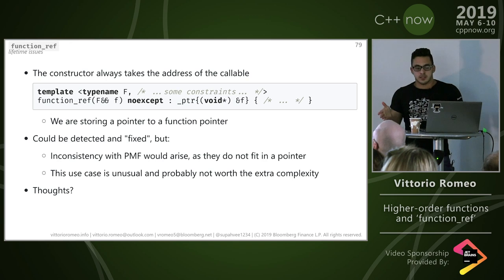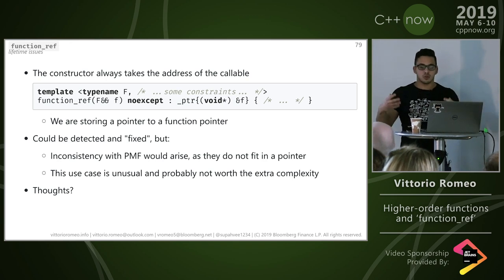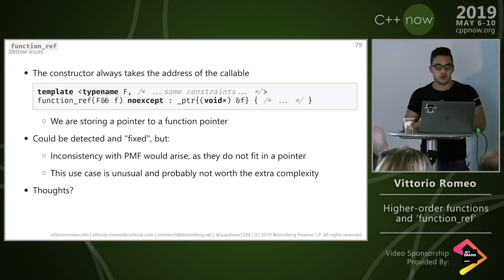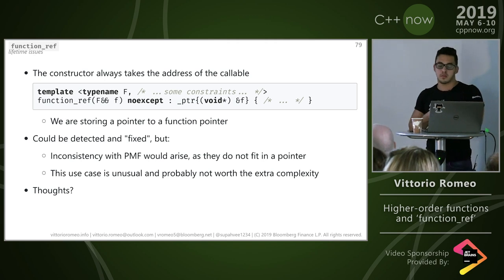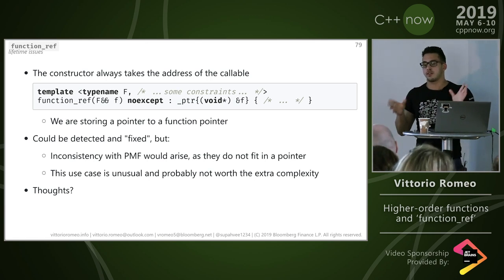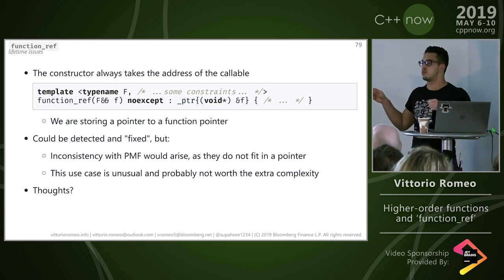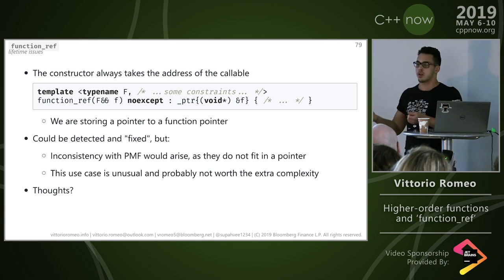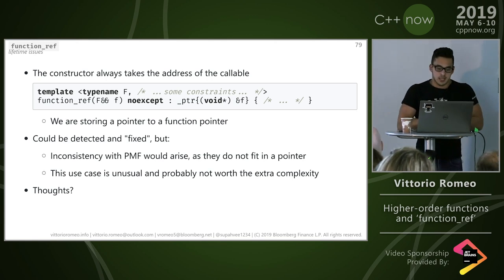We could detect this and fix it, but I'm not too sure that's the right thing to do, because first of all, we would have inconsistency with pointers to member functions, as they do not fit in a single pointer. So now if you have something like function_ref equals &foo, it would work. But if you say equals s::&foo, it will not work anymore. It would be dangling.